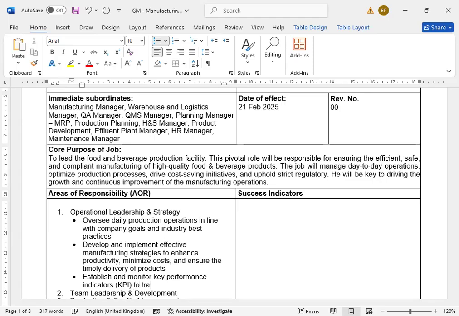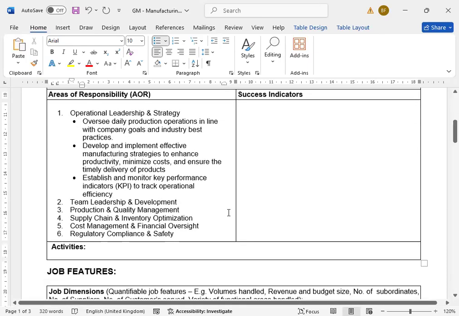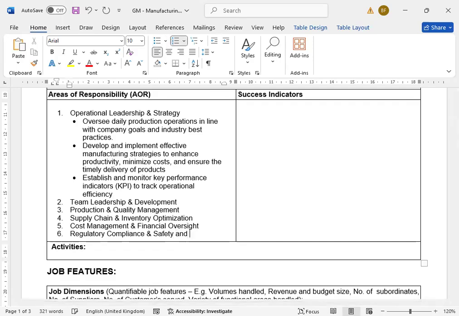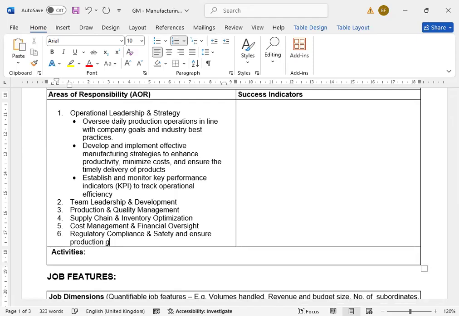KPIs to track operational efficiency, and ensure production goals are met. Okay, you got it? I hope so.